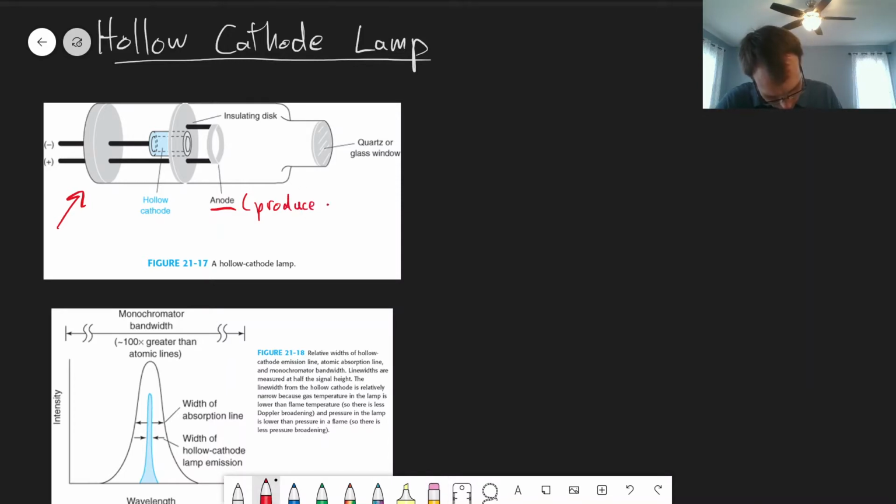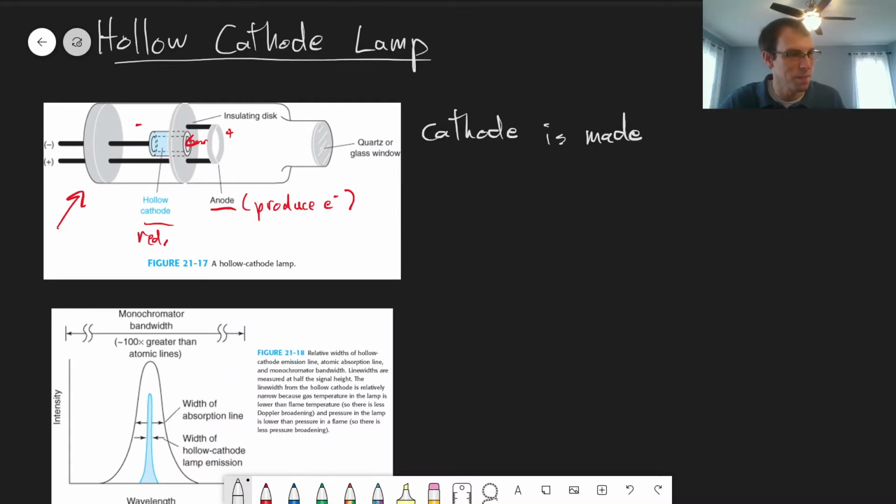This is going to produce electrons, and these electrons are going to go through this gap here. So this is not directly connected, and they're going to strike this hollow cathode. This is where our reduction is happening. So this is our negatively charged side. So our electrons are going to bombard our hollow cathode, and the cathode is made of the material we're trying to measure.